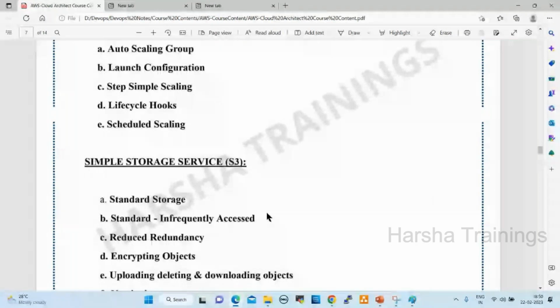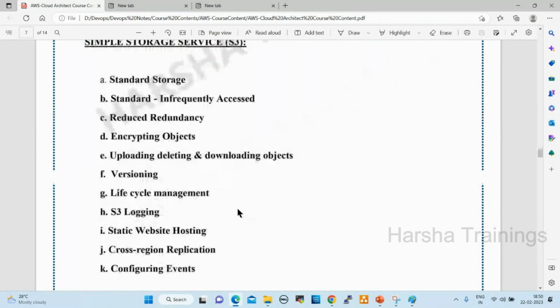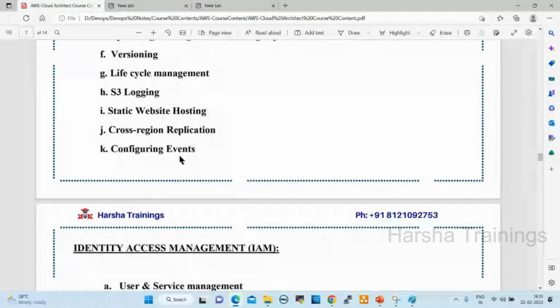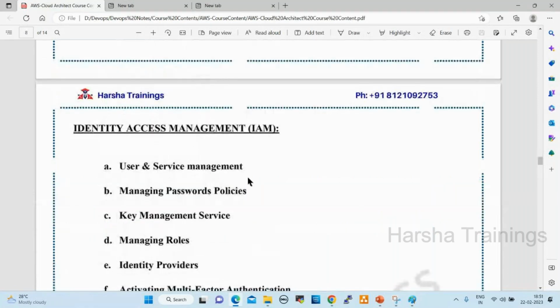Next one, Simple Storage Service, S3. What is S3? How can we create S3 storage? How can we upload files? How can we work on S3? How can we version the files? We'll do a deep dive. Cross-region replication, how can we enable this? We'll do a deep dive. Then Identity and Access Management.